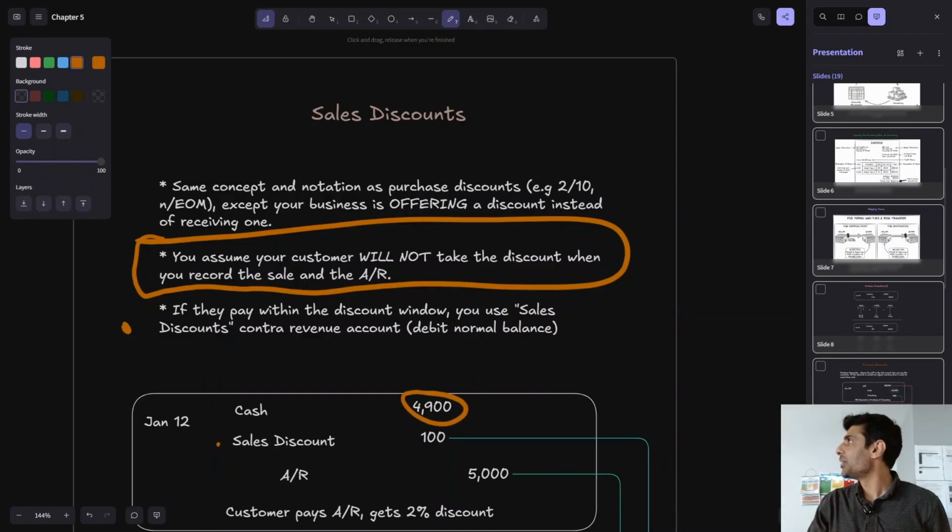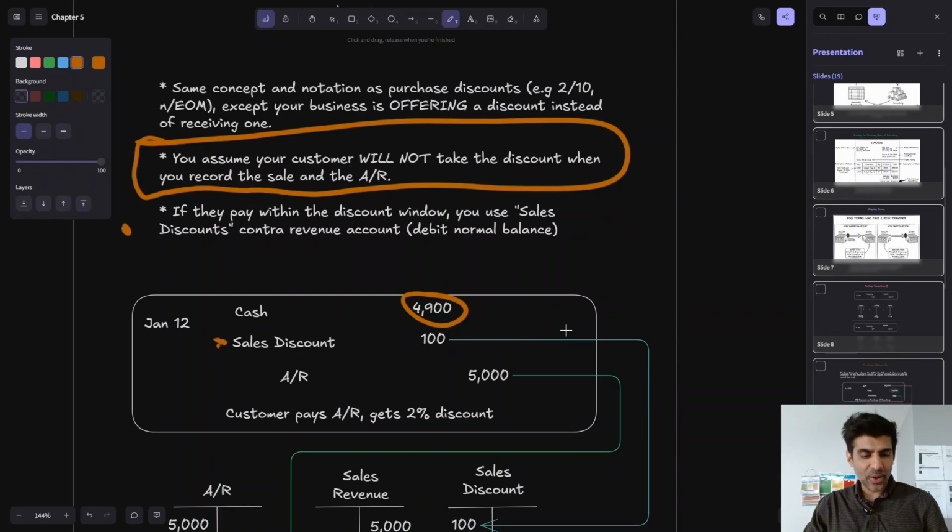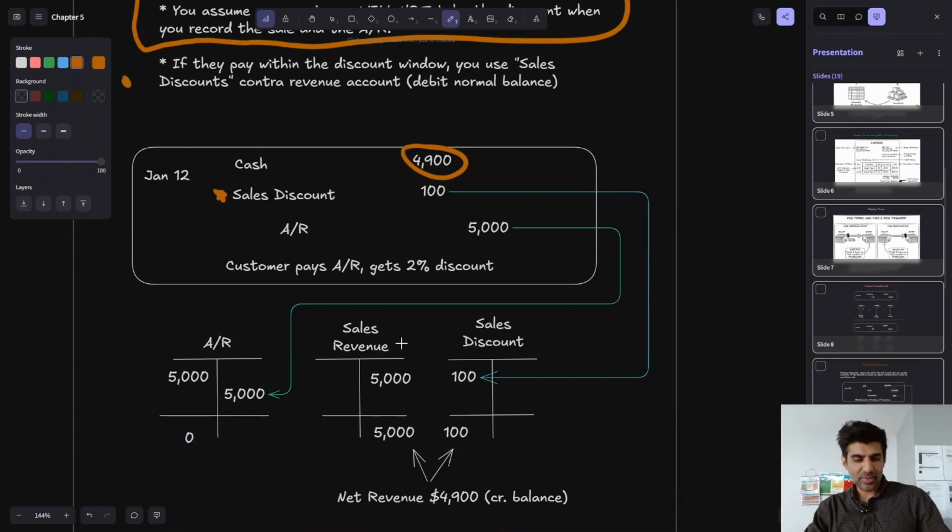So that 5,000 of revenue is like, you can't show all of that in your income statement because you didn't actually get that much. So you have this contra account called sales discount. This is the first difference between you being the buyer versus the seller: when you're selling, there are 2 journal entries. The second is when the discount is taken by your customer, you're going to have to use this contra account called sales discount. You can see here that these 2 are related.